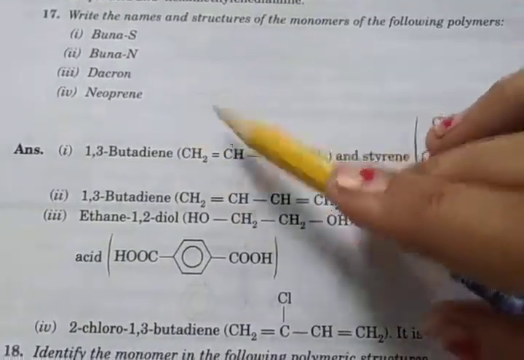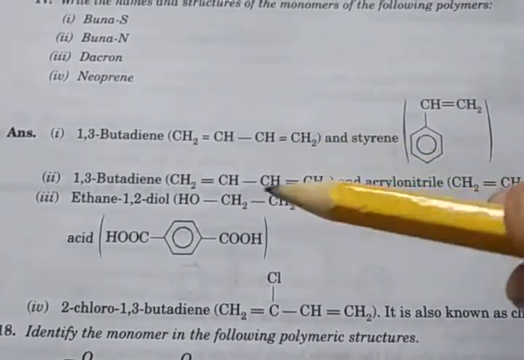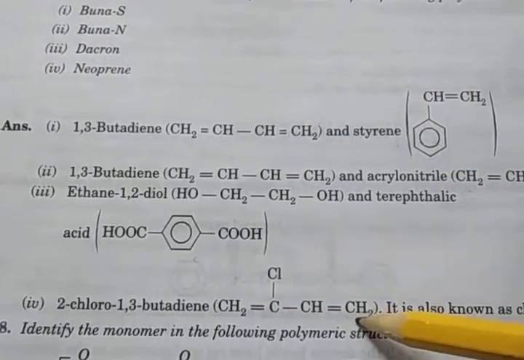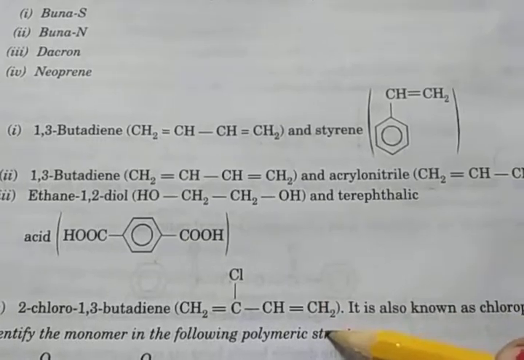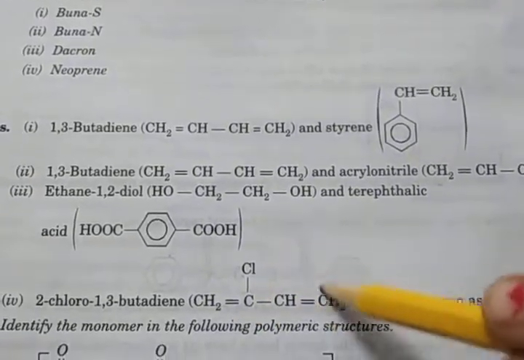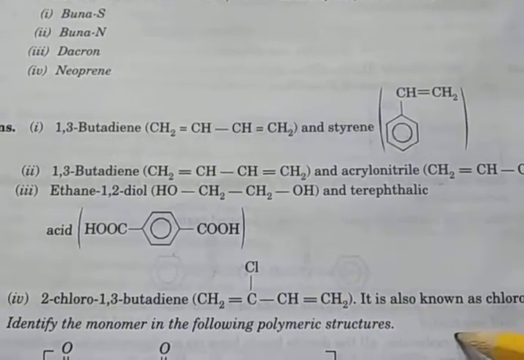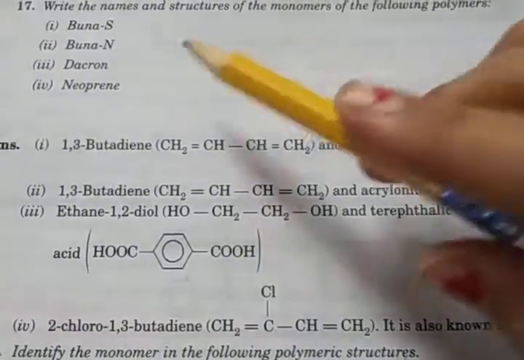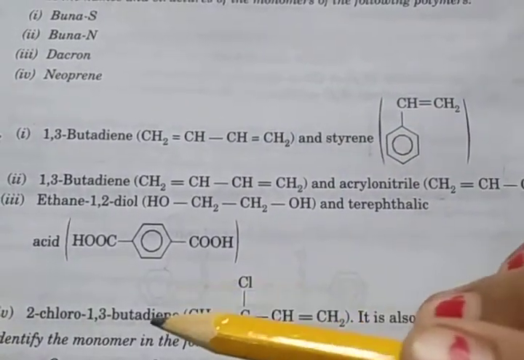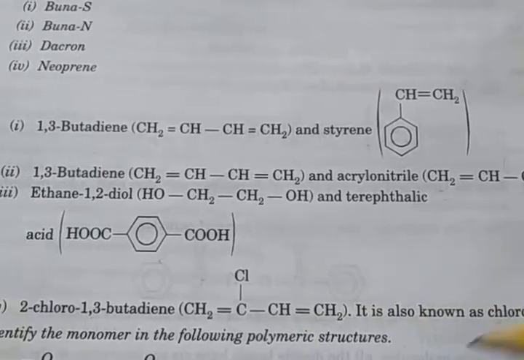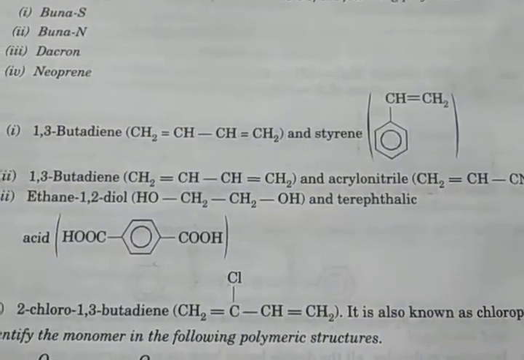Then fourth is neoprene. The neoprene monomer unit is 2-chloro-1,3-butadiene. Okay, it is also known as chloroprene. Whenever the same monomer units combine, polychloroprene is formed, and we also call it neoprene. So the monomer unit of neoprene is 2-chloro-1,3-butadiene. It is also known as chloroprene.